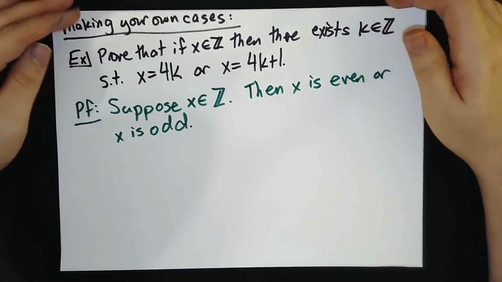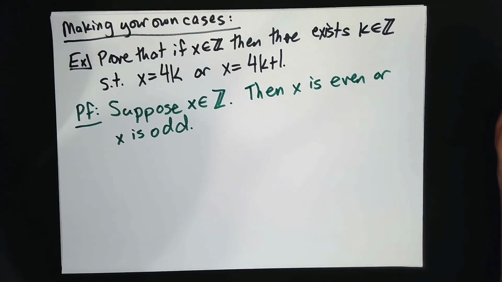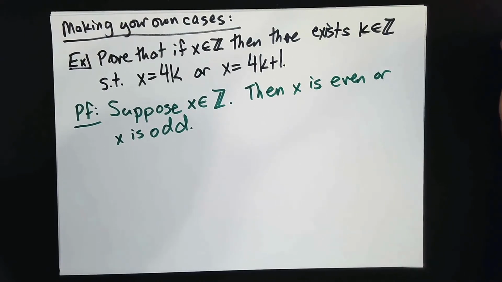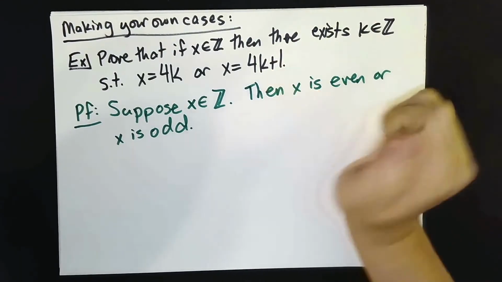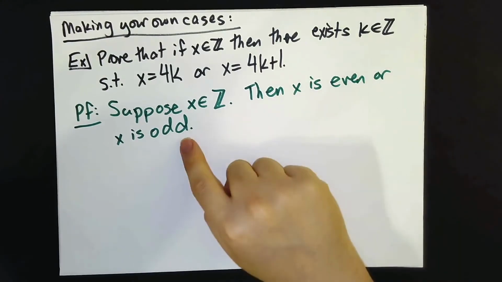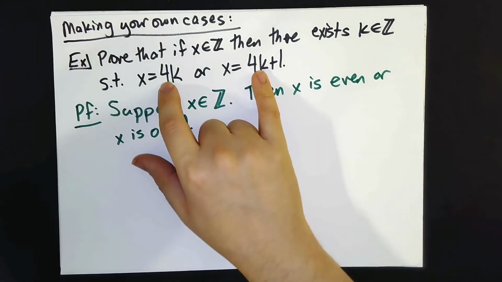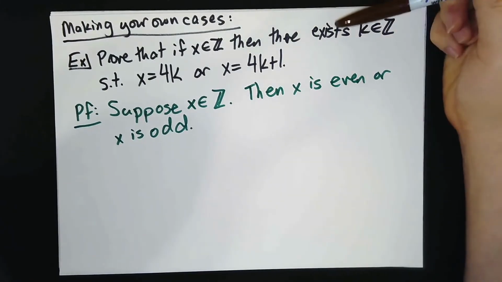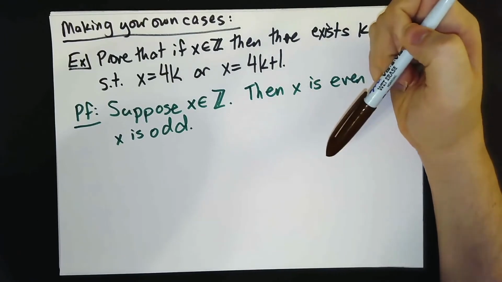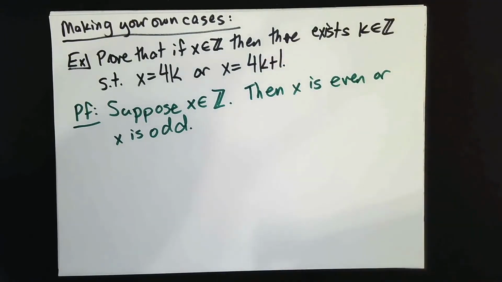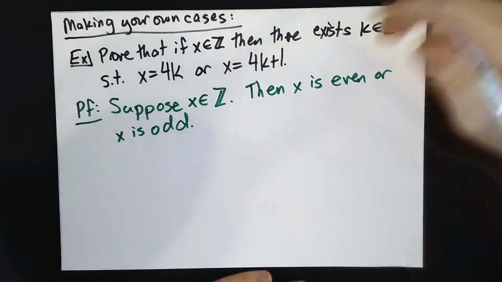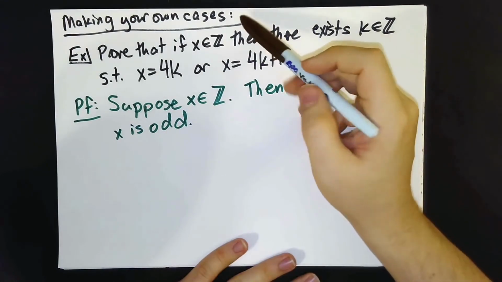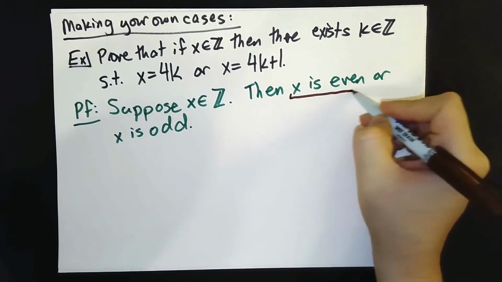Now, at no point in the problem does it mention even or odd. So really, you have to understand what's going on in order to think that, hey, maybe what I want is to think about evenness or oddness in order to get some result like this. In other words, these types of questions, the ones where you have to make your own cases, are going to require some level of creativity, some level of understanding what's really happening underneath the surface so that you can make this work.